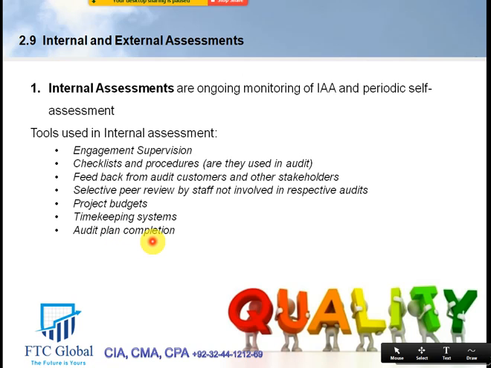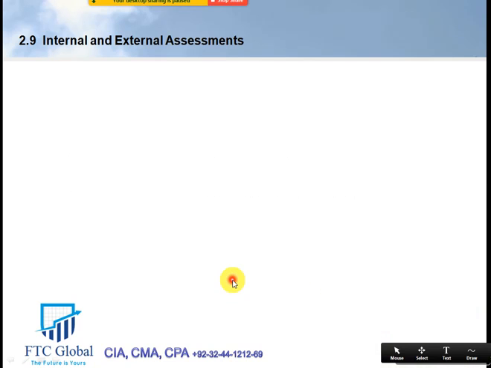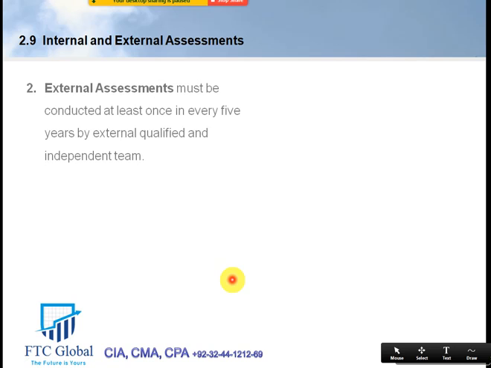So any staff who is conducting such assessments within the internal audit department, they report to the chief audit executive, remember, and then the chief audit executive reports to the higher up. So that's important to remember that the peer review conducted by such staff is reported to the chief audit executive, and then the chief audit executive, the head of internal audit department, will report this to the board of directors at least annually. Then finally we have external assessments.